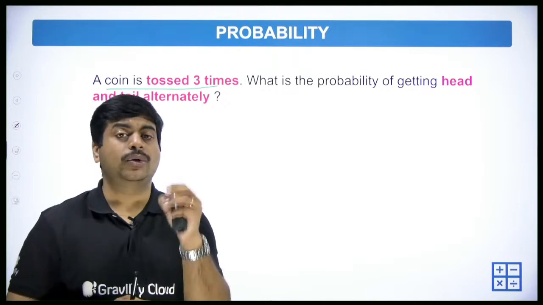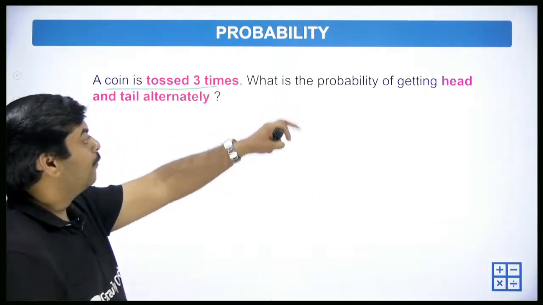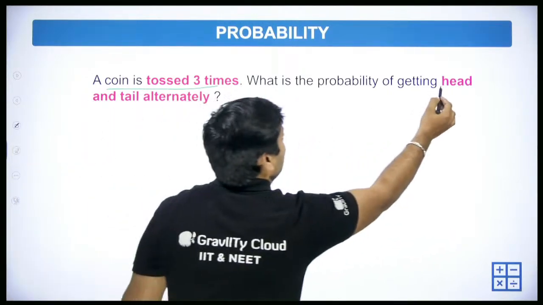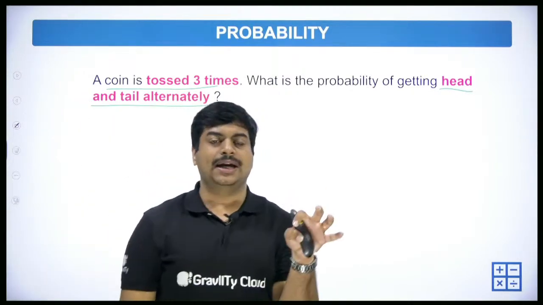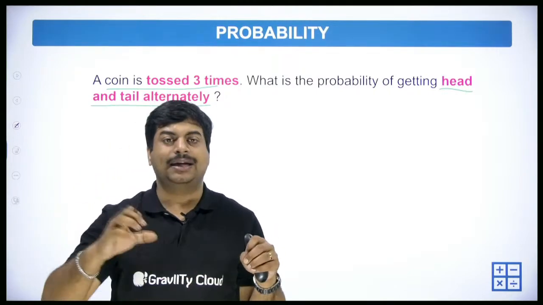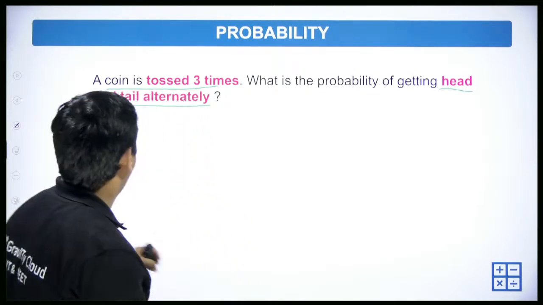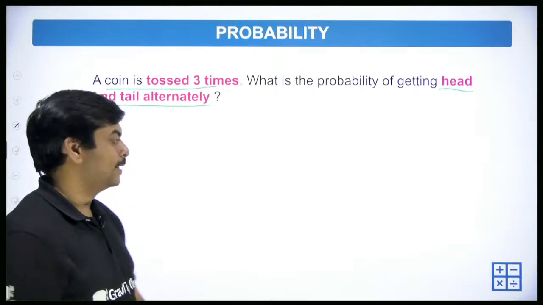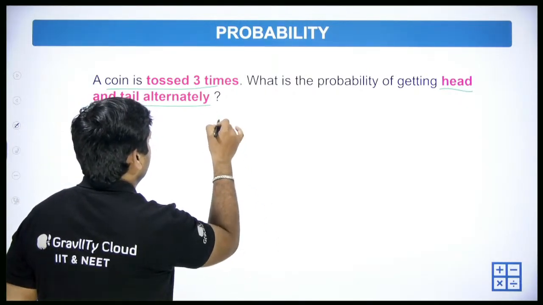So we need to write all these possible cases such that finally we need to calculate the number of cases where we get head and tail alternatively. That means if the first you get head, the next you should get tail, and again head, or tail, head, tail. Okay, so all those cases. Now, let me tell you how many total outcomes are possible.